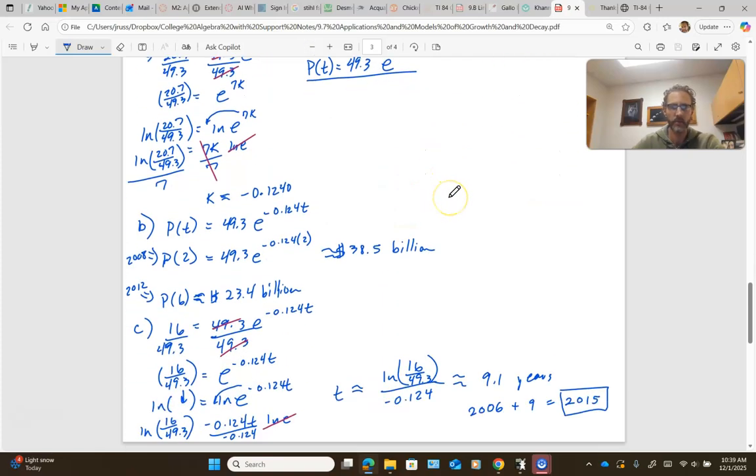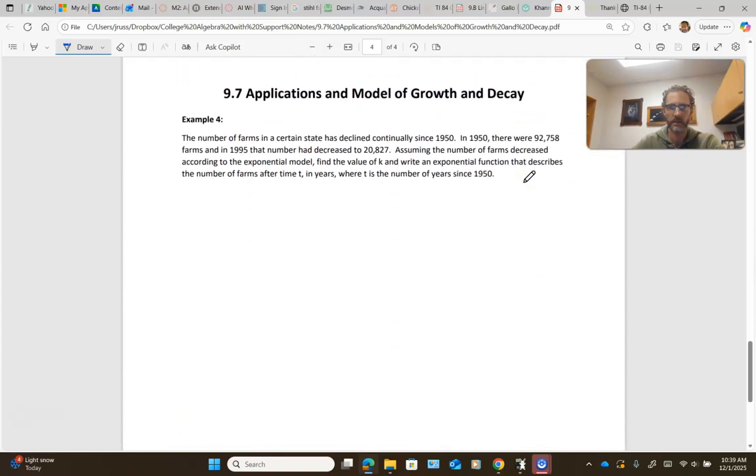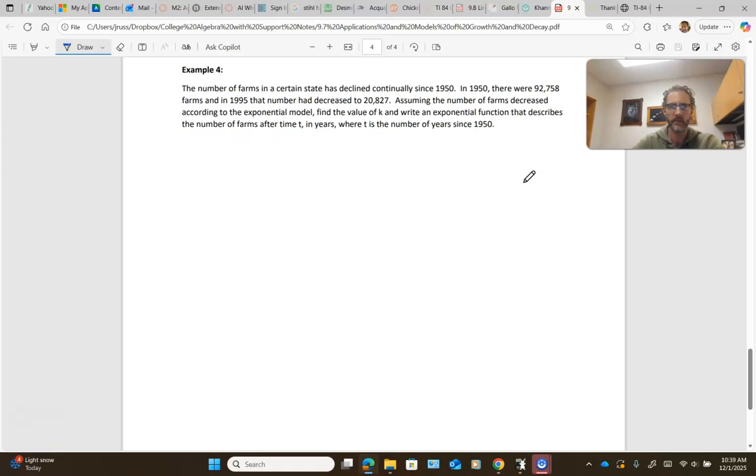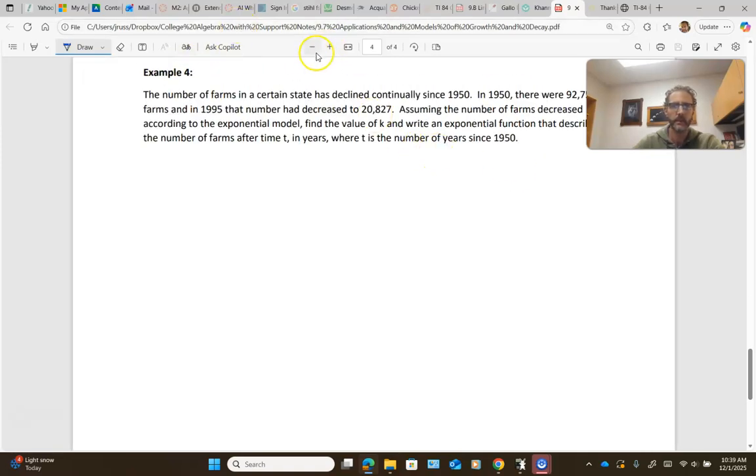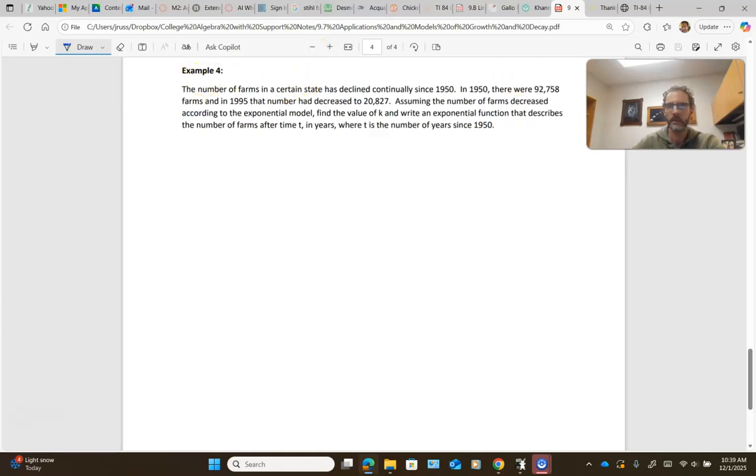Okay. Well, I've got one more for you. It's not quite as long. It doesn't have a part A, B, and C. But let's read it. It's another problem in which we're going to apply exponential decay.